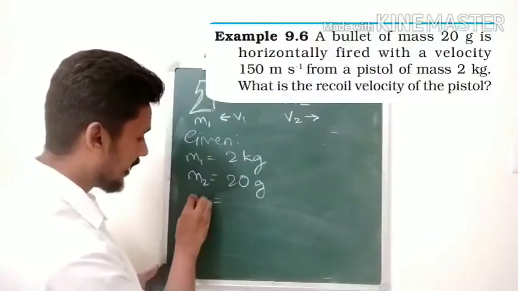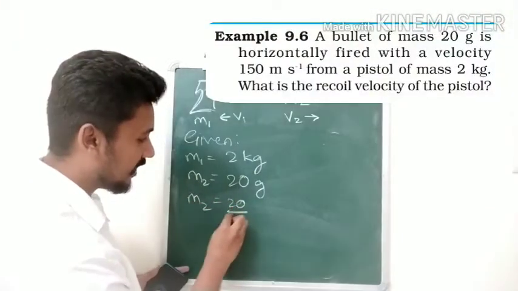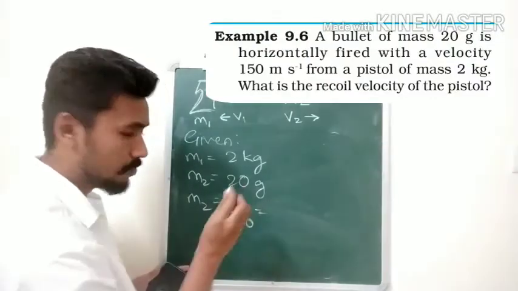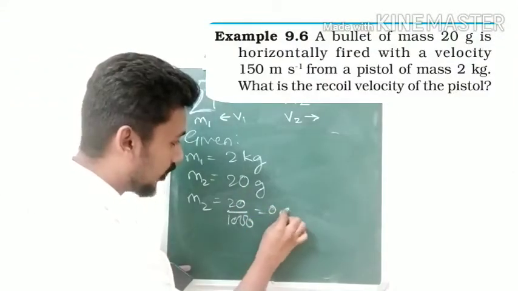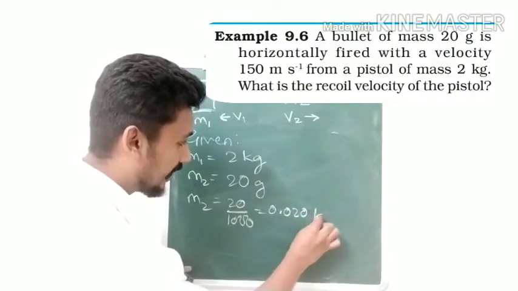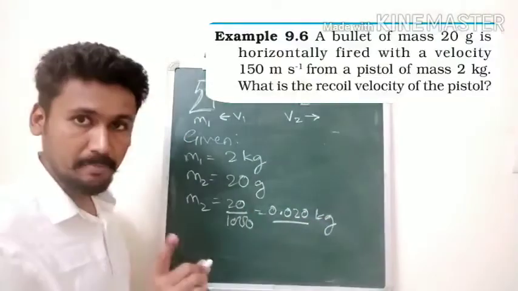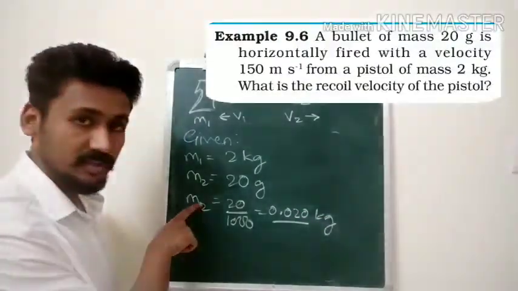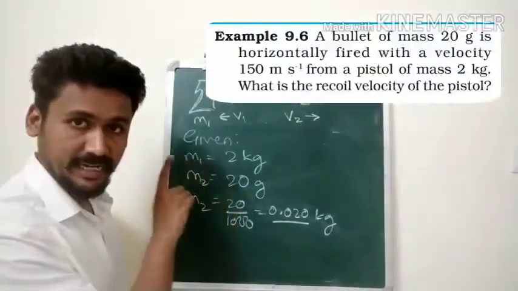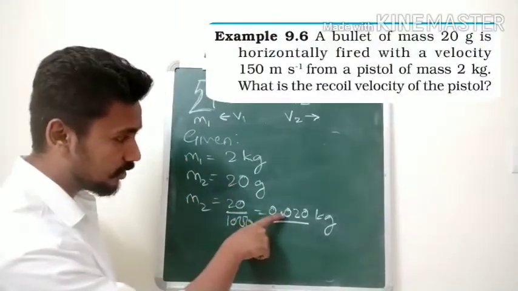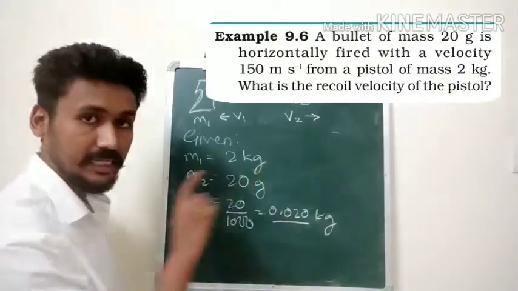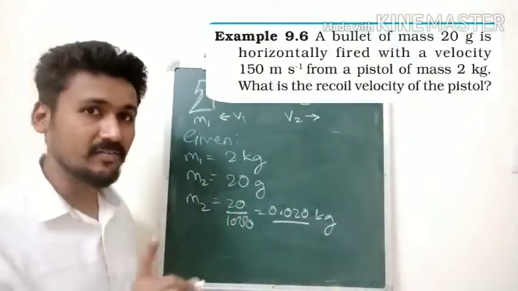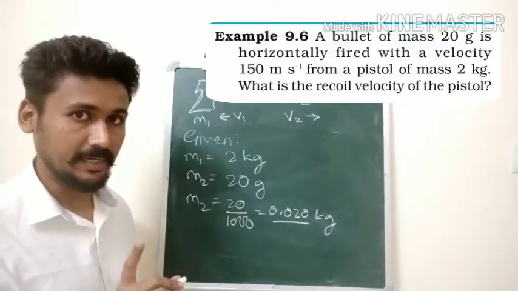So you will get m2 is equal to 20 divided by 1000. How much will that be? That will be 0.020 kg. Okay, so remember and note this down. Mass of the bullet, you will not write as 20 gram. You will write it as 0.020 kilogram. Okay, very important. Otherwise, the answer will be incorrect.